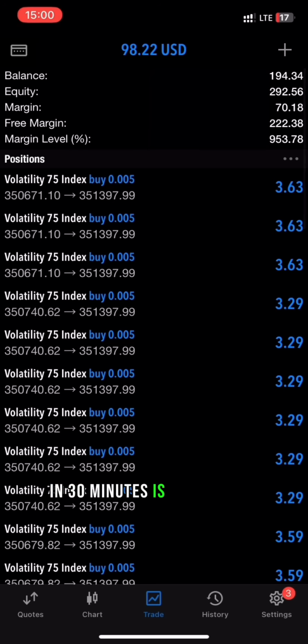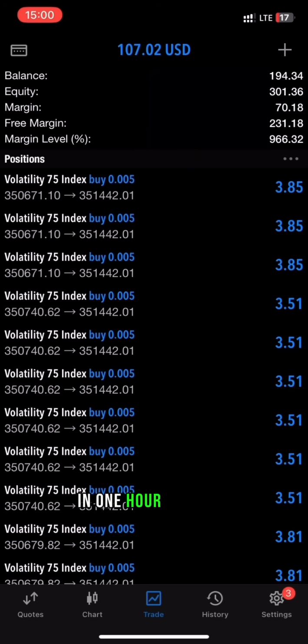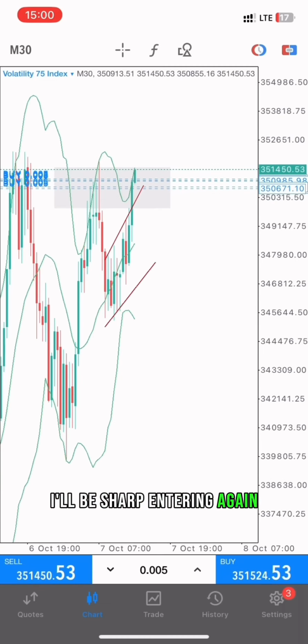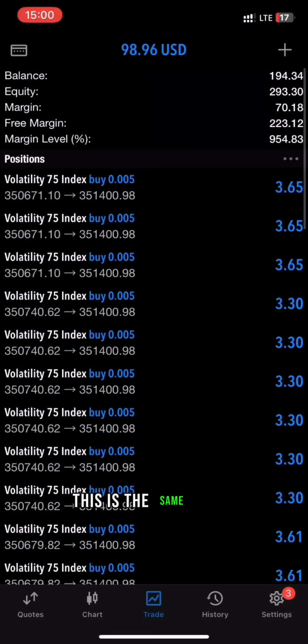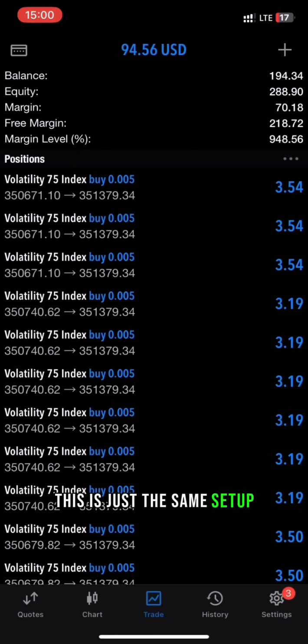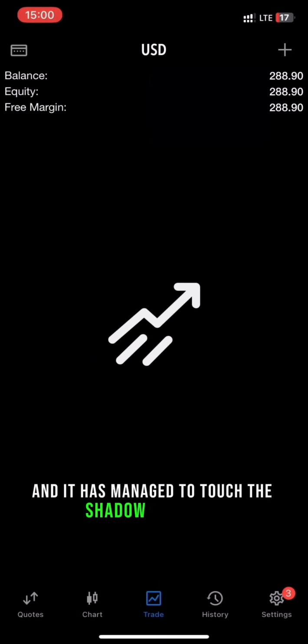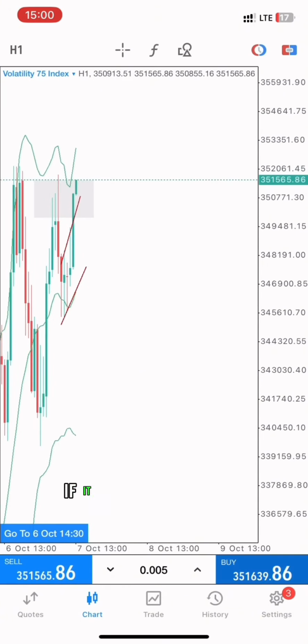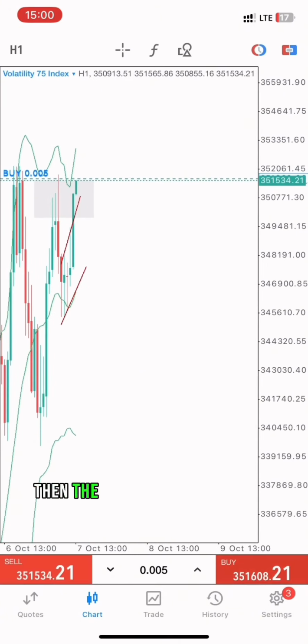In 30 minutes, it's managed to touch. In the 1 hour, it hasn't. So for that reason, I'll sharp enter again. As you can see, this is the same setup. This is just the same setup. And it has managed to touch the shadow zone area. But in the 1 hour time frame, if it hasn't touched the Bollinger Band, then the trade is still there to go on.